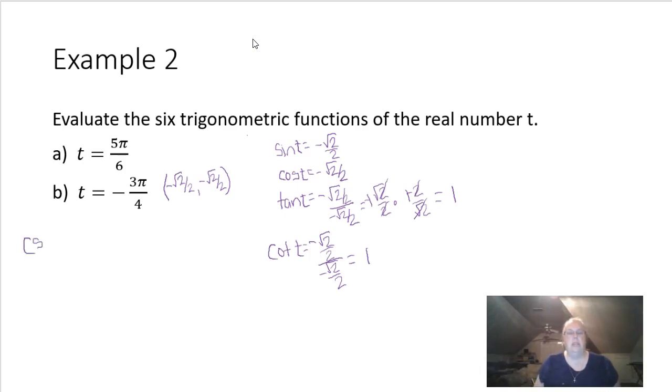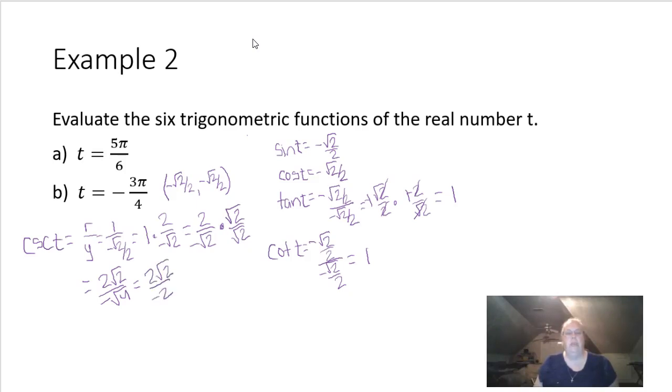The cosecant, all right, we have, let's see, r divided by y. So this is going to be 1 over negative square root of 2 over 2, which is 1 times 2 over the negative square root of 2, which is going to give me 2 over the negative square root of 2. We do not want to have a radical in the denominator, so we need to multiply by the square root of 2 over the square root of 2. This is going to give me 2 square roots of 2 over negative square root of 4. Well, I know the square root of 4, it's 2. So we have 2 square roots of 2 over negative 2, and they are going to cancel. Remember, leave this one alone, so the cosecant looks like it's going to be negative square root of 2.